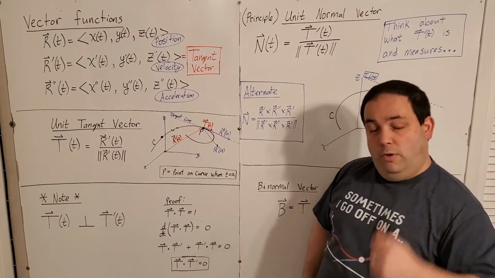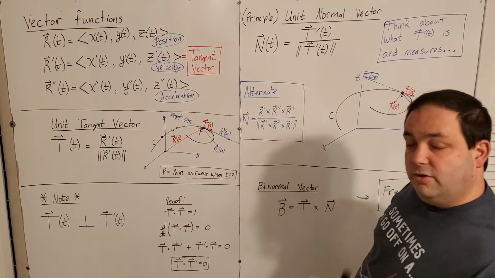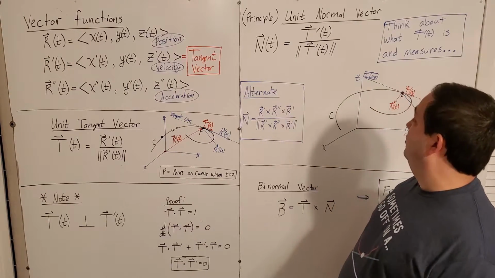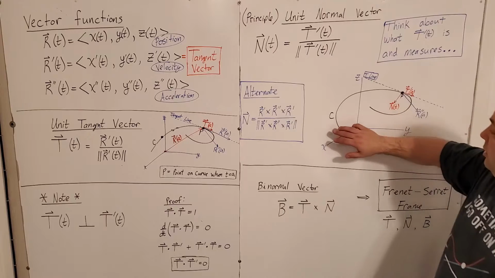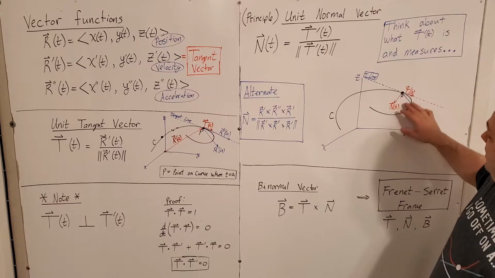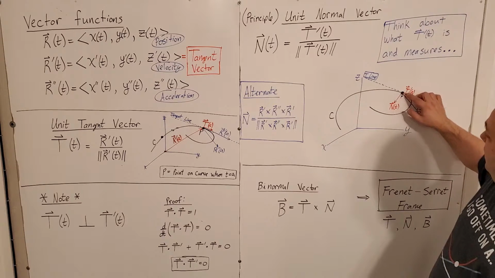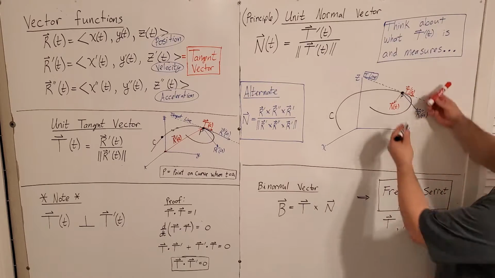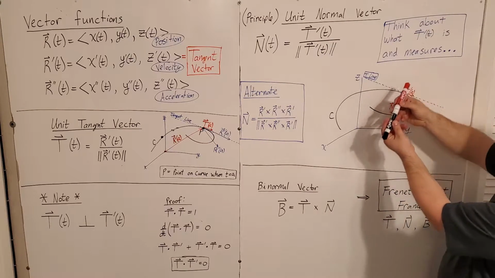Now be careful. We have to call it the principal unit normal vector because technically there are two normal vectors to any curve. When I'm going along a path here, the normal vector is going to be at a right angle to the tangent vector, but technically there are going to be two of them, right?